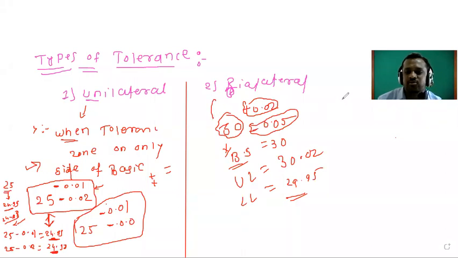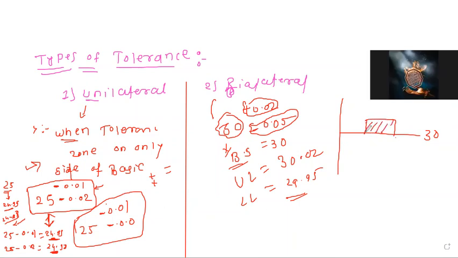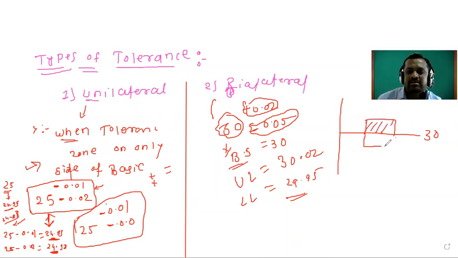Then how do we show it graphically? This is the basic line, which indicates the exact 30 mm. What is the upper limit? It will be up to 30.02 like this. It is the upper limit. And what is the lower limit? It will be like this. In this manner we have to show it graphically.